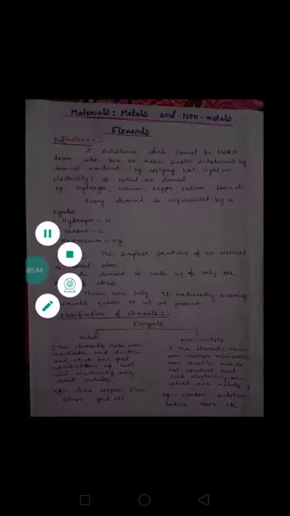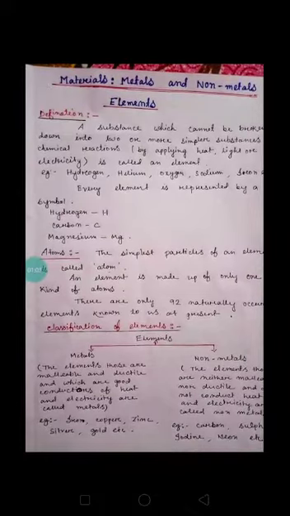The first topic is elements. A substance which cannot be broken down into 2 or more simpler substances by chemical reactions, that is by applying heat, light, or electricity, is called an element.